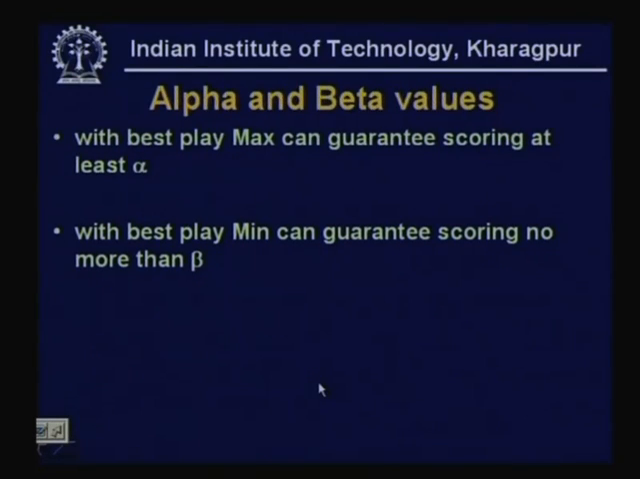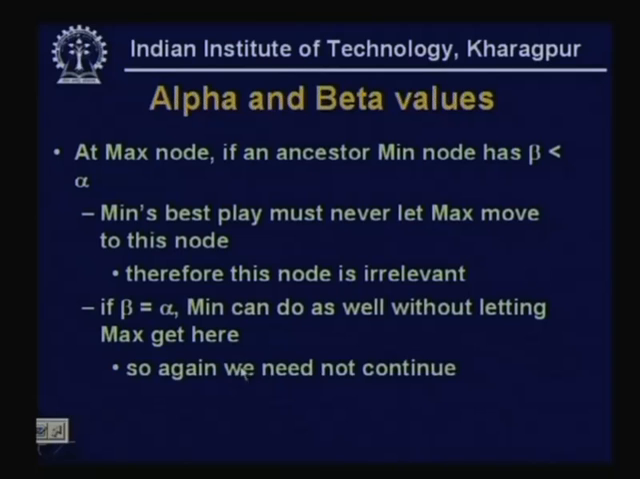Now, if the alpha value at a max node is equal to alpha, it means that max can guarantee a score of at least alpha if he plays judiciously at that point. If the beta value of a min node is equal to beta, it means min will guarantee a score no more than beta if he plays judiciously. Okay. So, this is the essence of alpha beta cutoff.